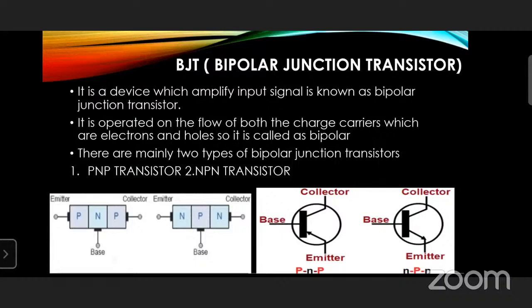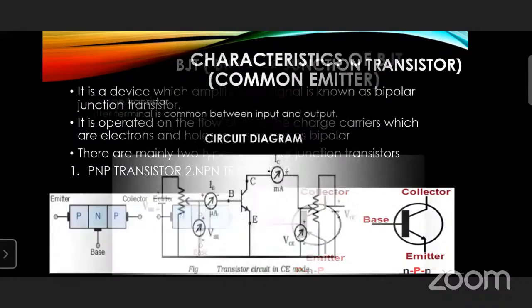Then second is the NPN transistor. In this NPN transistor, N is emitter, P is base, and N is collector. A P type semiconductor is sandwiched between N type semiconductors. Here is the symbol of the NPN transistor. Here we can see the arrow head is towards the emitter, so the current flows from base to emitter. So this is BJT and its types.